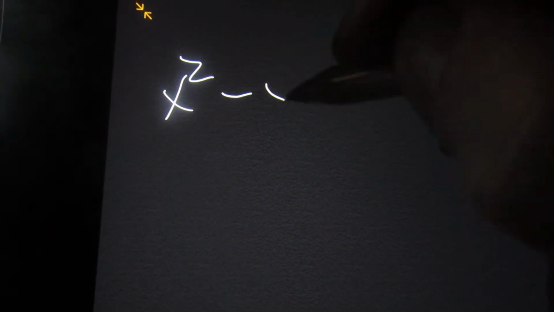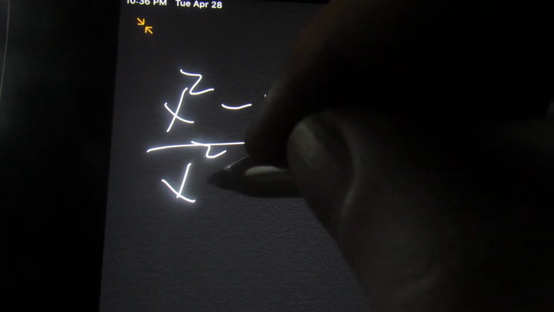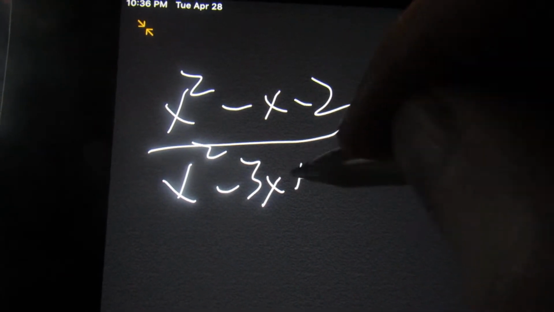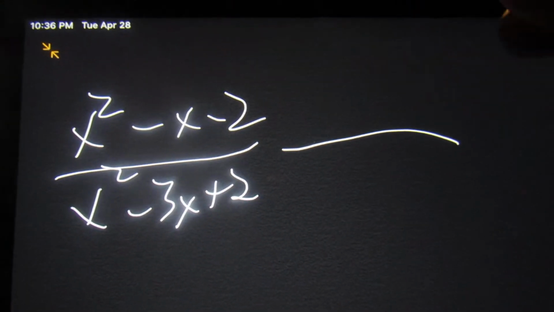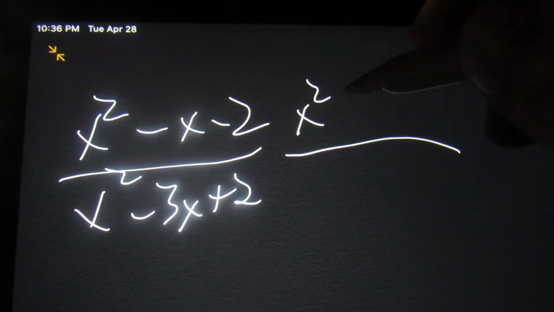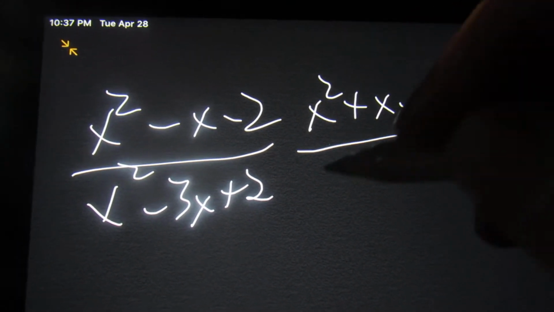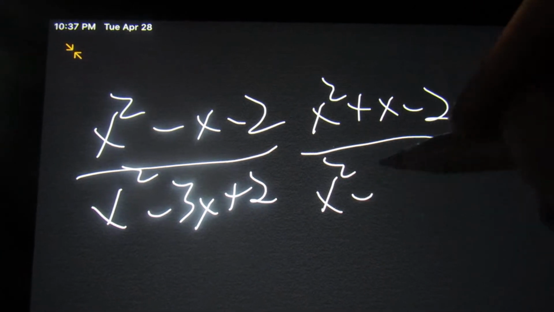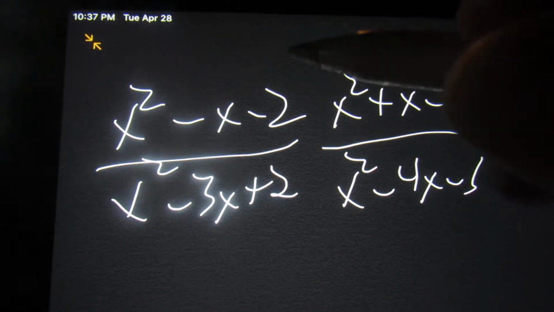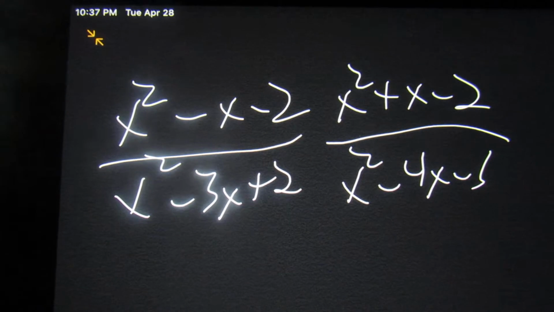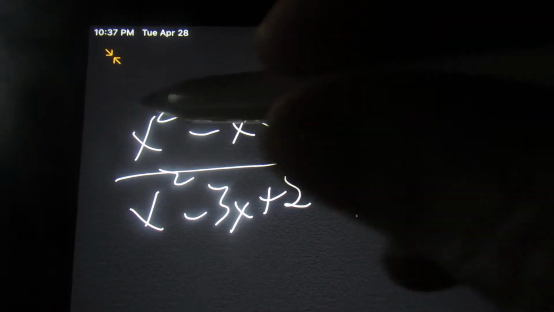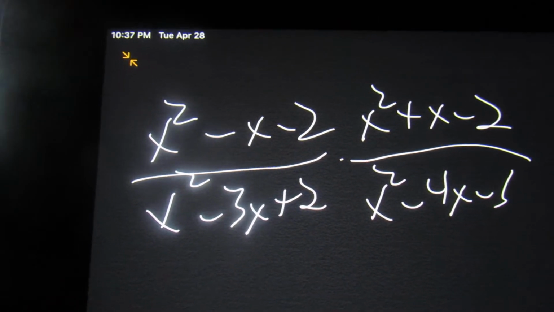Now let's look at one that has all trinomials. So we have (x squared minus x minus 2) over (x squared minus 3x plus 2) times (x squared plus x minus 2) over (x squared minus 4x minus 5). Okay, so again, factor everything first. Do not try to multiply and then do anything.